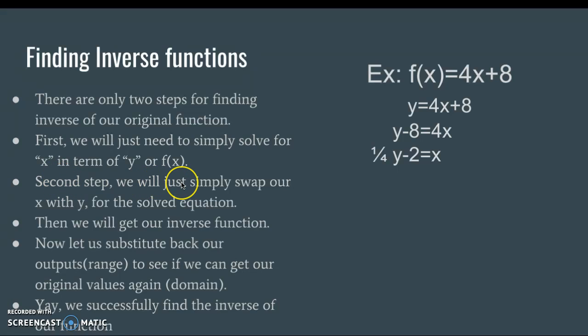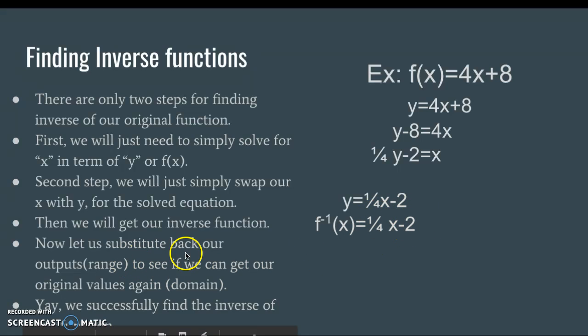Second step, we simply swap x with y in the solved equation. That's our solved equation; we just swap it. So back to our slope-intercept form, y equals 1/4 of x minus 2. We swap the y with x, and we swap this x with the y. So now we've found our inverse function: the inverse of function f equals 1/4 of x minus 2.